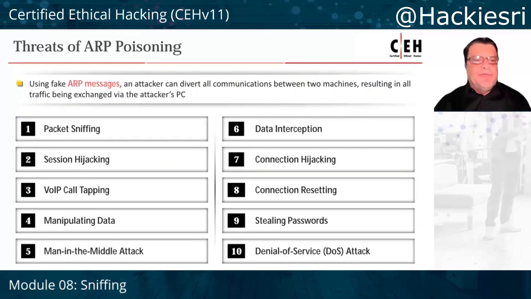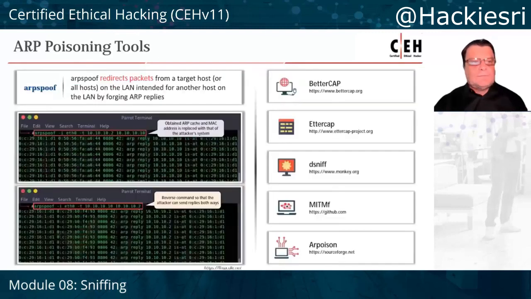Threats of ARP poisoning. Using fake ARP messages, an attacker can divert all communications between two machines, resulting in all traffic being exchanged via the attacker's PC. This includes the following threats: packet sniffing, session hijacking, VoIP call tapping, manipulating data, man-in-the-middle attack, data interception, connection hijacking, connection resetting, stealing passwords, and denial of service DoS attacks.